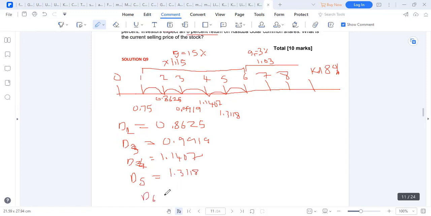Then D6, multiply this one by 1.15. This is 1.5086. That is D6. So for D7, what do we do? We multiply by 1.03. Why? Because the growth rate has changed.